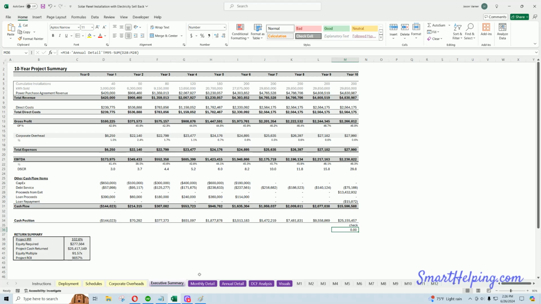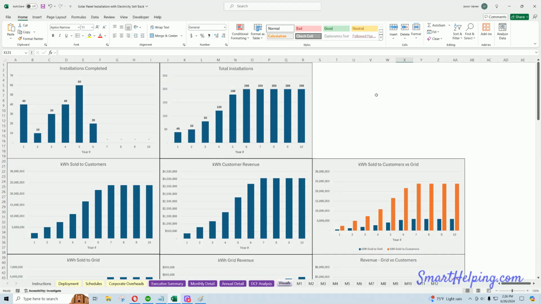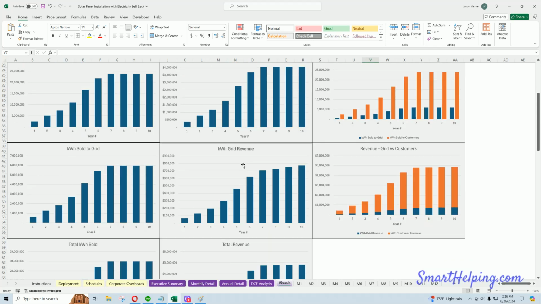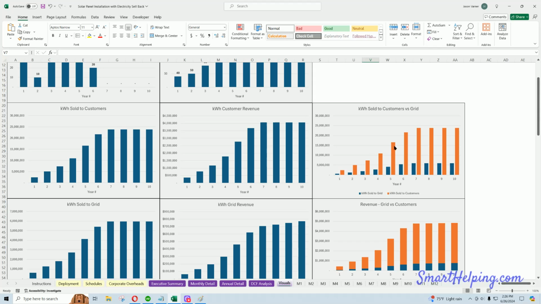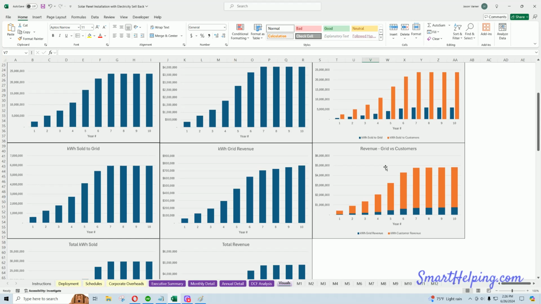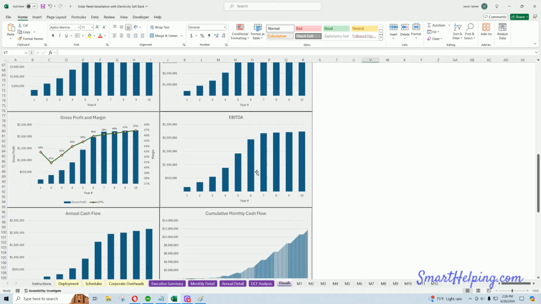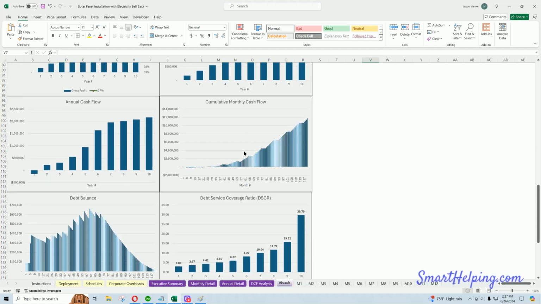Let's see. Well, I think we touched on the last thing, visuals. So installations completed, total installations, how many kilowatt hours you've sold to customers, and the revenue from that. How many kilowatt hours you've sold to the grid and the revenue from that. And then on these two, I also showed a comparison of how many kilowatt hours are sold to customers versus to the grid, and then a stacked chart that shows the total revenue, but how much of that is from customers versus the grid. Then we've got total revenue, total kilowatt hours sold in aggregate, EBITDA, gross profit, and gross profit margin, annual cash flow, cumulative cash flow.